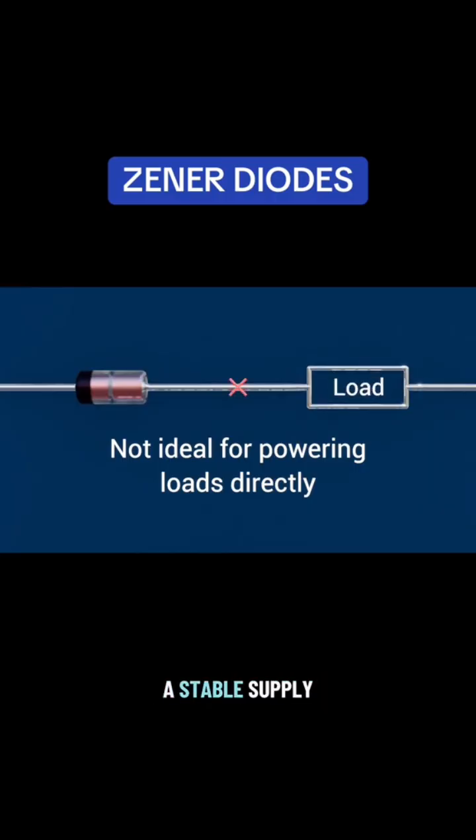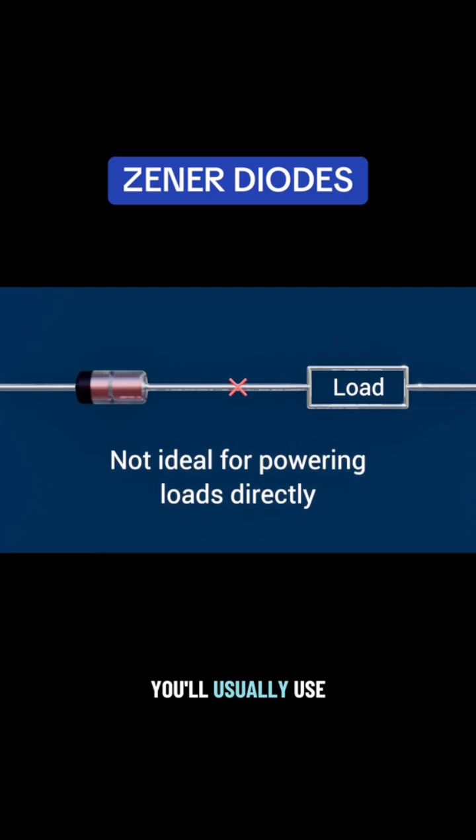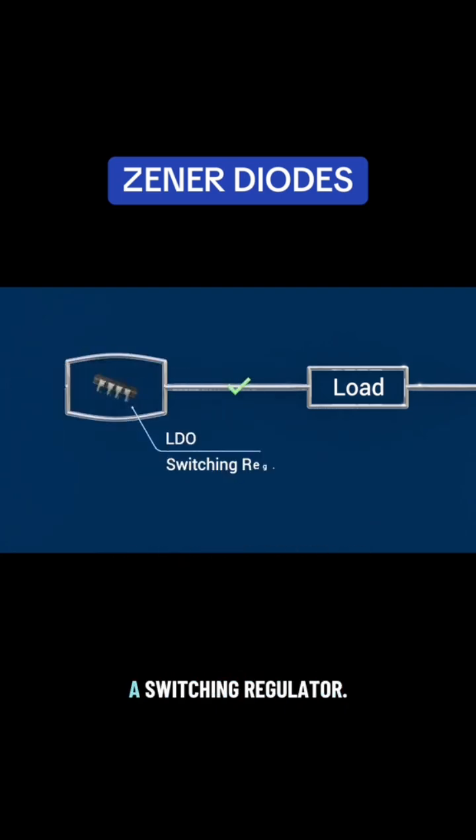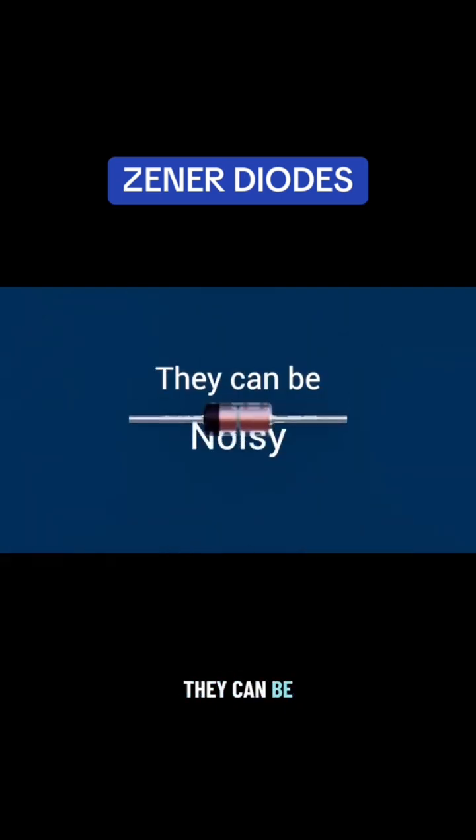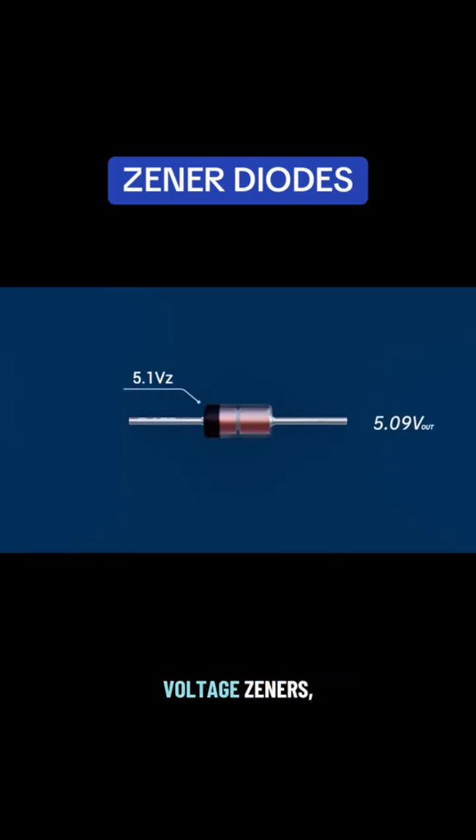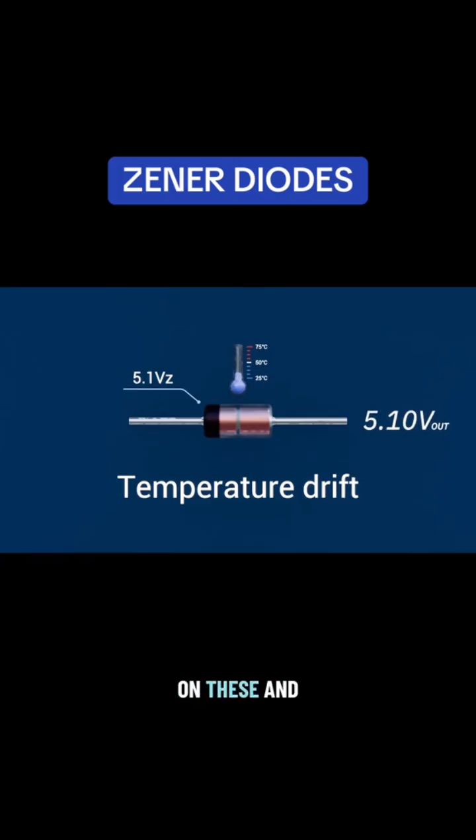If you want a stable supply rail for something drawing real current, you'll usually use an LDO or a switching regulator. They can be noisy, especially lower voltage Zeners, because tunneling breakdown can introduce noise. Temperature drift. Depending on the Zener voltage, the breakdown voltage can change slightly with temperature.